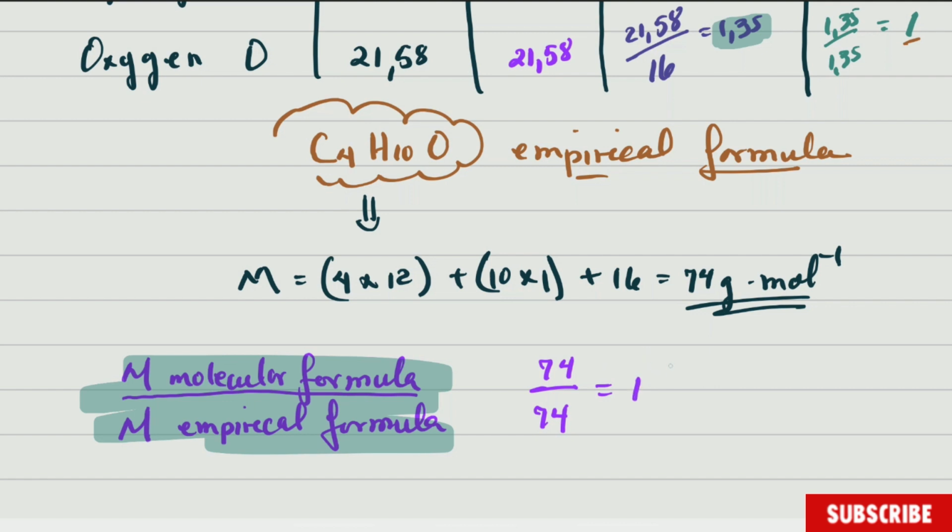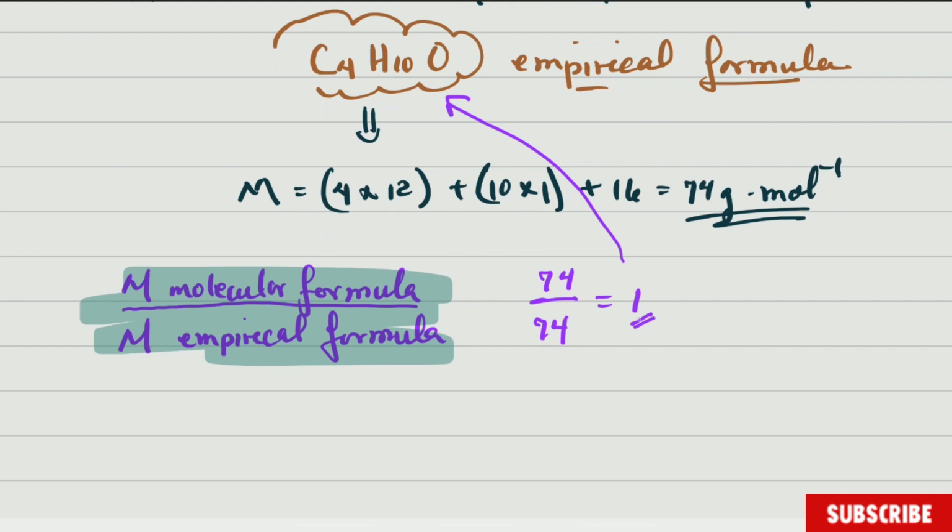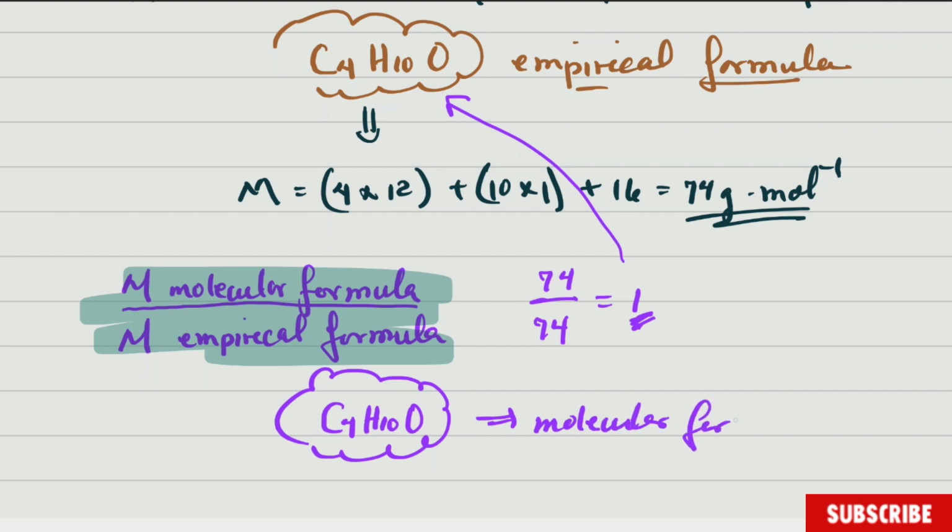Now we multiply the 1 by each element within the empirical formula. In this case, 1 is quite simple, but it does not necessarily have to be 1. Whatever number you get here, you multiply by each of the atoms. So it will be carbon, 4 times 1 is 4, hydrogen, 10 times 1 is 10, oxygen 1. In this case, the molecular and the empirical formula are the same. This one is the molecular formula of the compound.